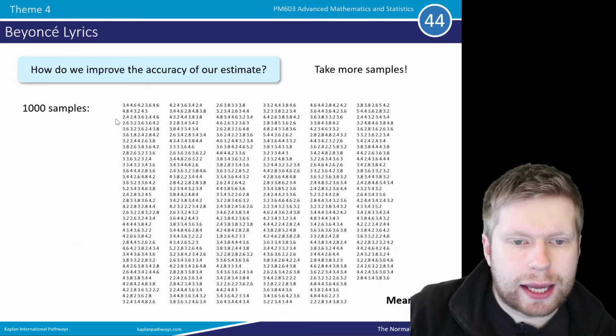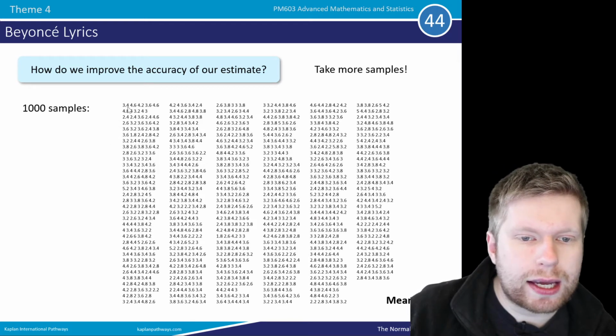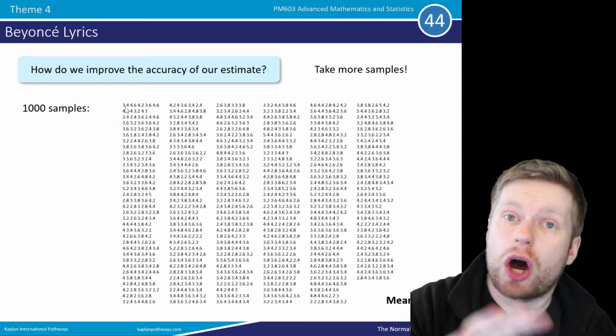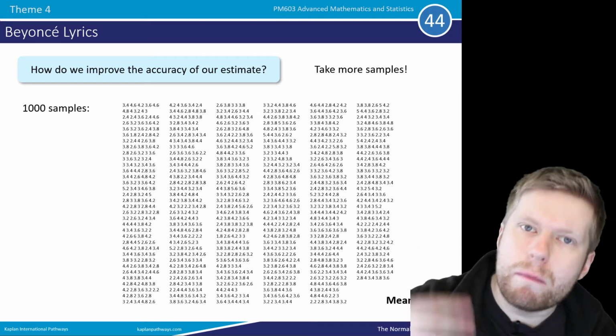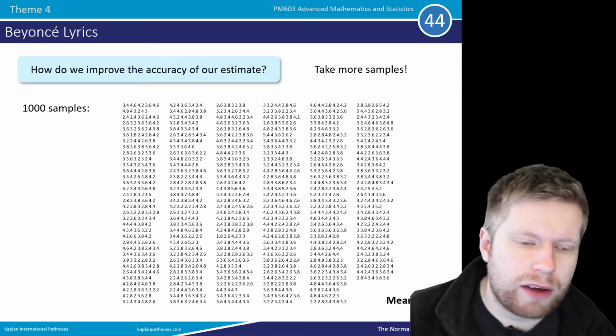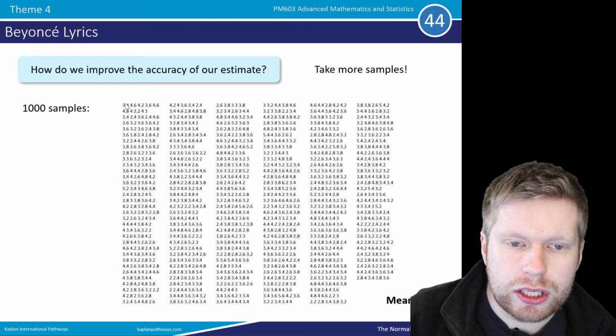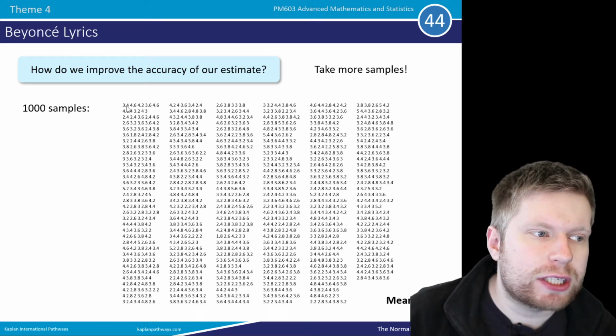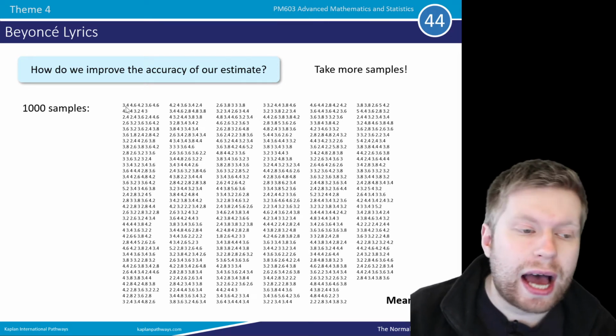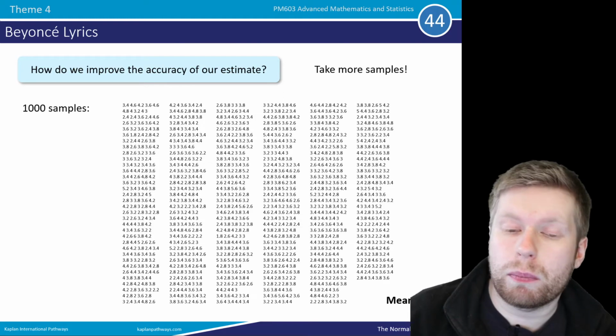then I get an output that looks like this. Each number represents a sample of 5 words, and it's taken the mean number of letters in that sample of 5 words. So this first number, which is 3.4, represents the mean number of letters in the first sample of 5 words.